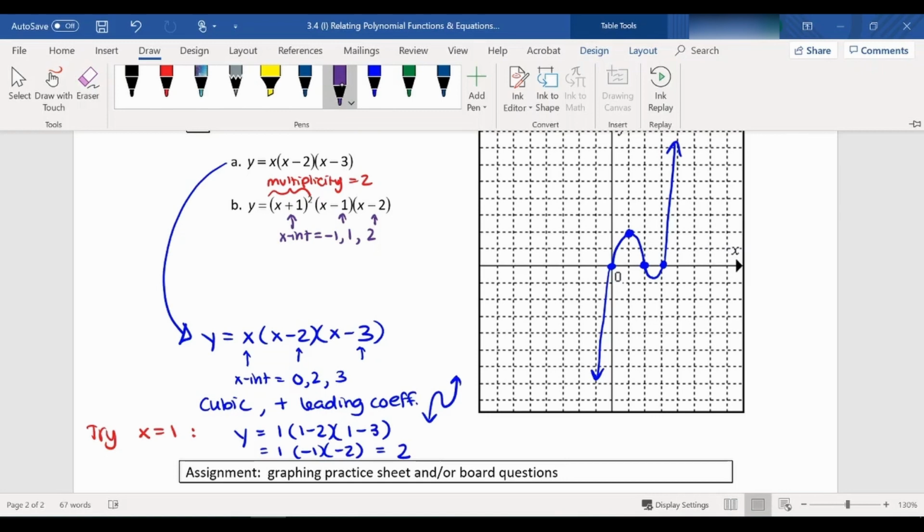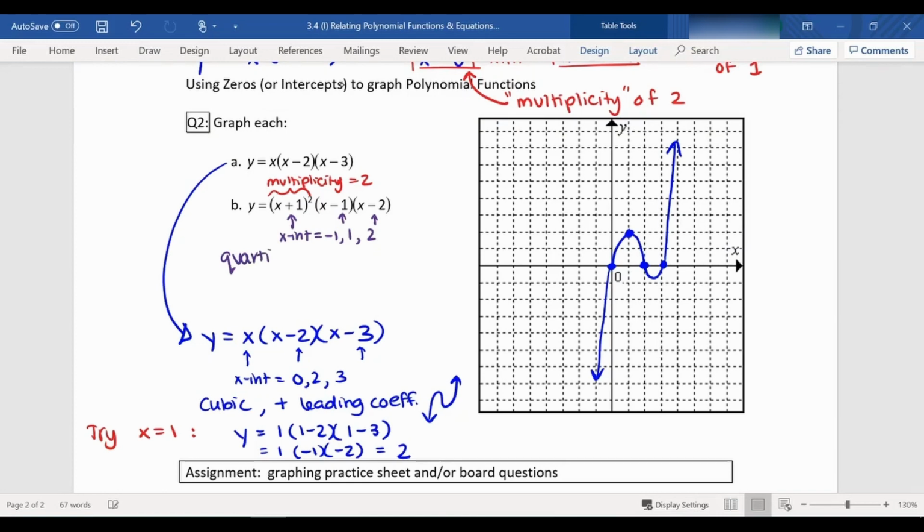4 x-intercepts technically. 3 different numbers, but on the x plus 1 squared, that's technically 2 x-intercepts in one there. So we have four factors: x plus 1, x plus 1, x minus 1, and x minus 2. So this is a quartic. It has a positive leading coefficient. So it should look like a W. So I'm going to put these x-intercepts on my graph. I've got x-intercepts at -1, 1, and 2.